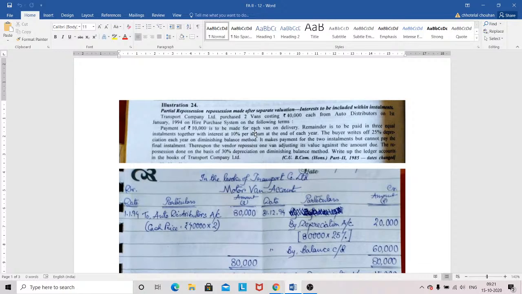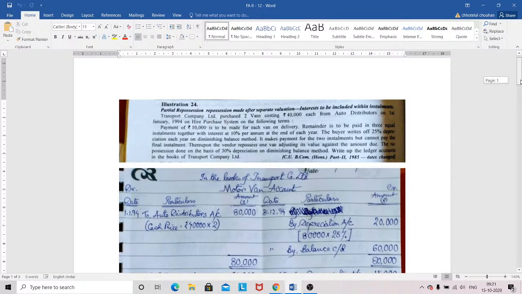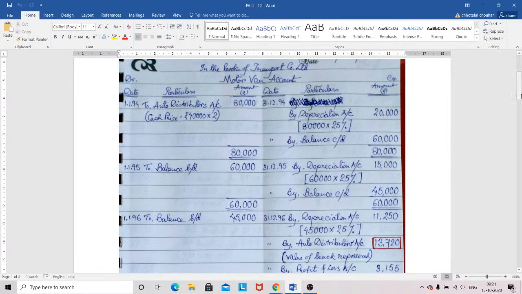Normally two ledgers are made: one is your asset account and the other is your hire vendor account, nothing else. There will be two accounts. Okay, so I'm entering into the first one. Actually, we will do both together, okay.